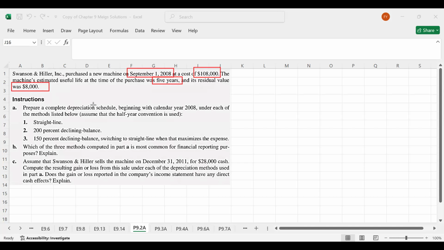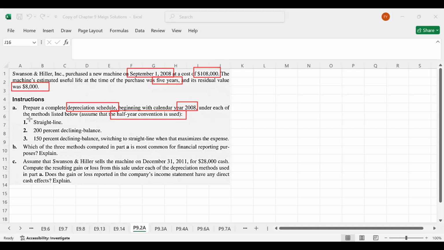Prepare a complete depreciation schedule beginning with calendar year 2008 under each of the methods listed below and assume that the half year convention is used. We have just discussed the half year convention. In this method, we calculate depreciation for only a complete half year, no matter the exact purchase date. So we calculate the full year depreciation and convert it by taking 1 over 2, or half of it.